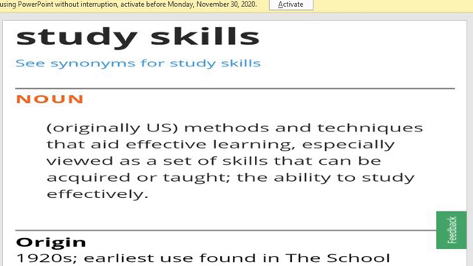First of all, the question that came to my mind is: what are study skills? Basically, study skills are how to study. It's a noun, originally a method used in the USA, viewed as effective learning, especially as a set of skills that can be acquired or taught, the ability to study effectively. It was first an experience in the 1920s in the USA.